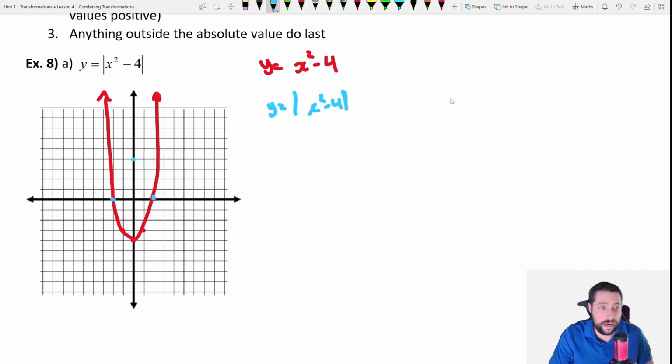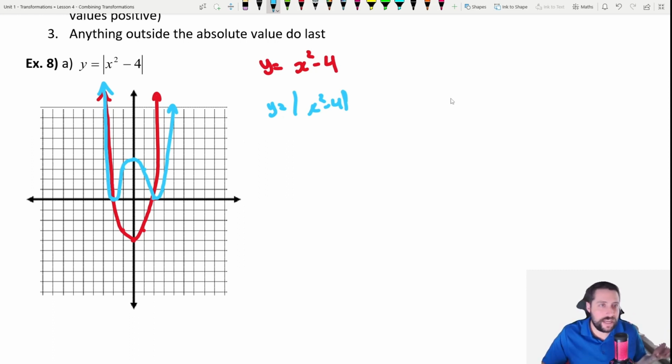Instead of it being at negative 1, negative 3, it's going to be at negative 1 and 3, and 1 and 3. It's going to follow the exact same pattern though. So it's going to come down, touch this point, but it's going to reflect up, come down, bounce off, and then continue. Kind of cool, but that is how this one will look.